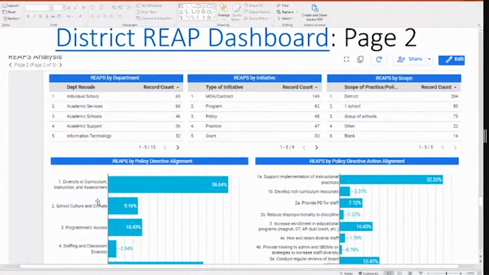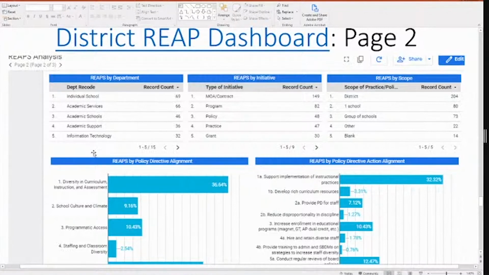Here's where our departments, the top part of the dashboard is the same as what you saw before. Our different departments can click on their names, so IT can click on IT on this page and it will change everything on the page to be IT specific. That's how we built it, for department leads to be able to look at their REAPs and the alignment to the policy. But what you're seeing is a district view.